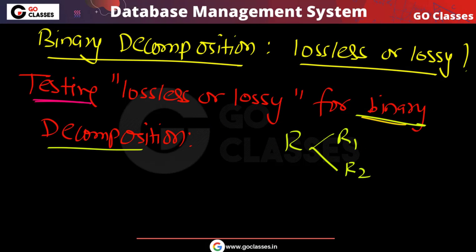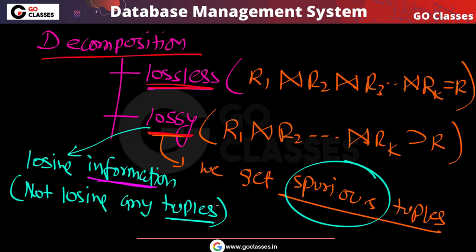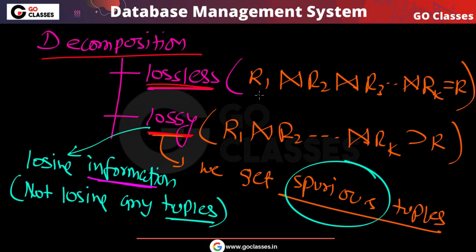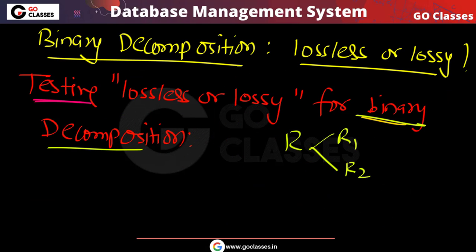Lossless join means you are getting the same data. You can notice in the lossless join, basically when you join all the sub relations, you get your original data, your original relation. In lossy, what happens is that when you join the sub relations, you get spurious tuples, meaning extra tuples, meaning wrong tuples.